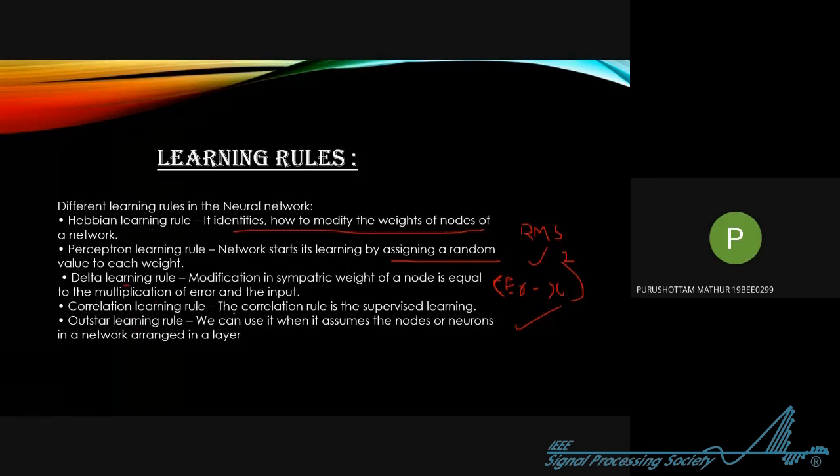Correlation learning rule. The correlation learning rule is supervised learning. Outstar learning rule we don't use normally. It's for complicated projects. You don't use it normally. So I won't like to teach it.